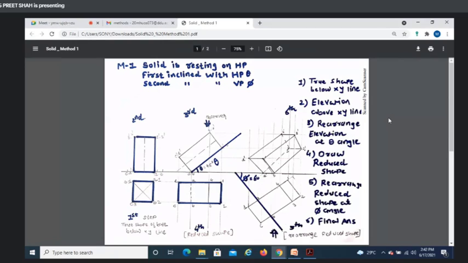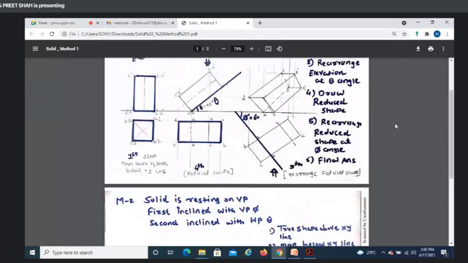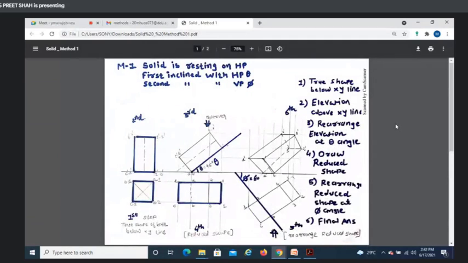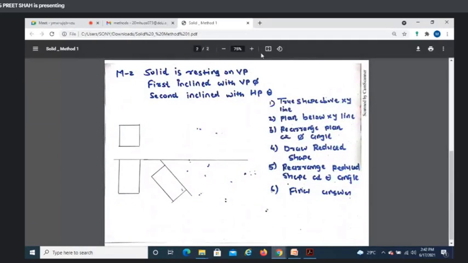Okay, now all of you draw it. Yes, sir. Okay, very good. Is there any query regarding this method? Okay, now next one, method 2.